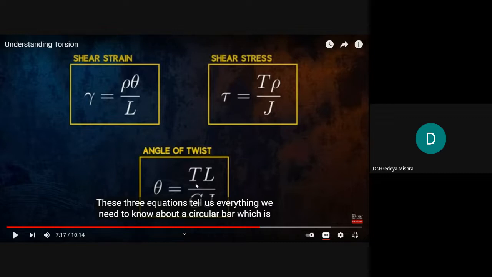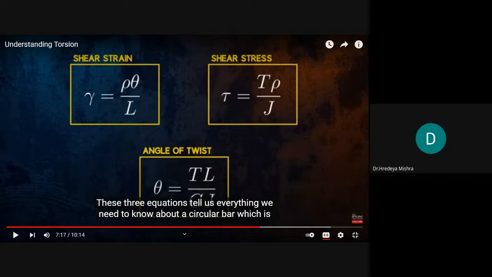Okay, so what is T? T is the torque, L is the length of the shaft, G is the modulus of rigidity, and J is the polar moment of inertia.